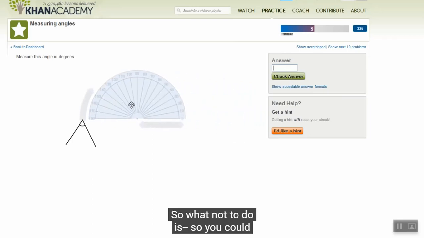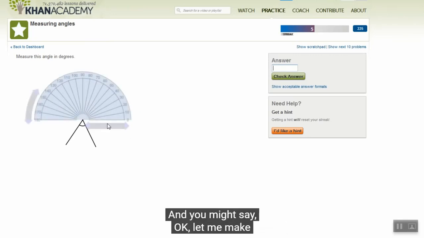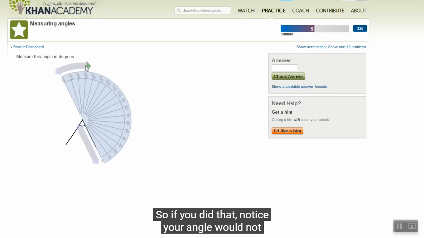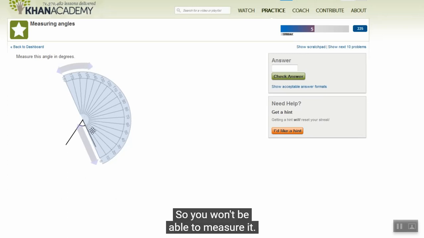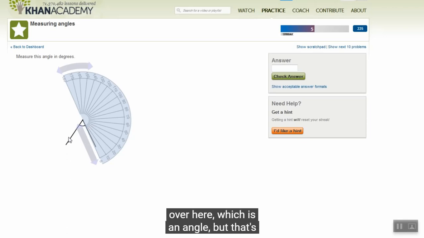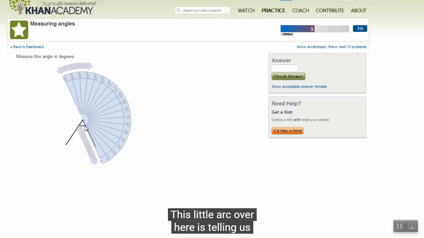So what not to do is, you could put the center right over there, and you might say, okay, let me make the 0 go right over on this side, right over here. If you did that, notice your angle would not be within the protractor, so you won't be able to measure it. What you're attempting to do is measure this outer angle over here, which is an angle, but that's not the angle that this question is asking us to measure. This little arc over here is telling us that's the angle that we need to measure. So that arc has to be within the protractor.